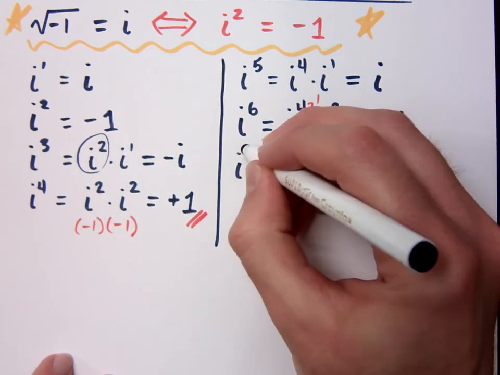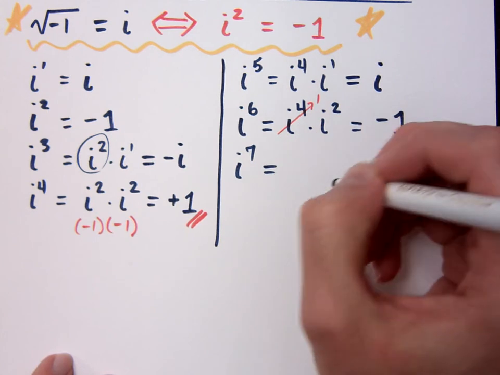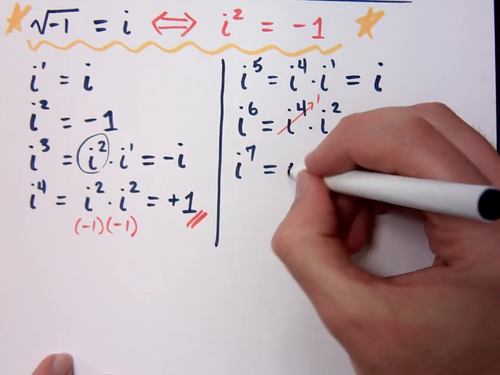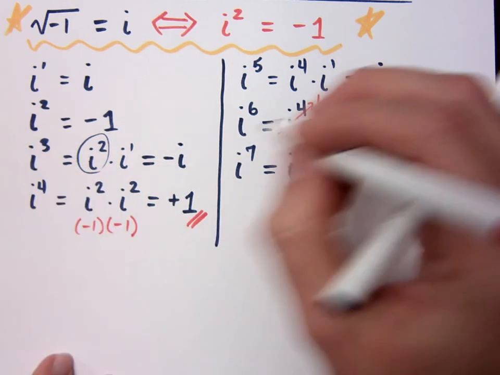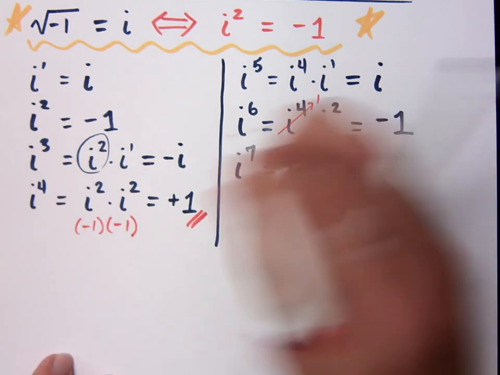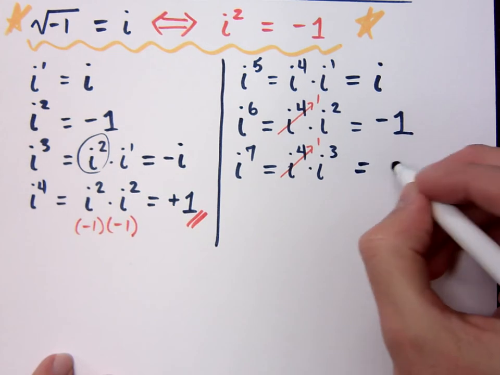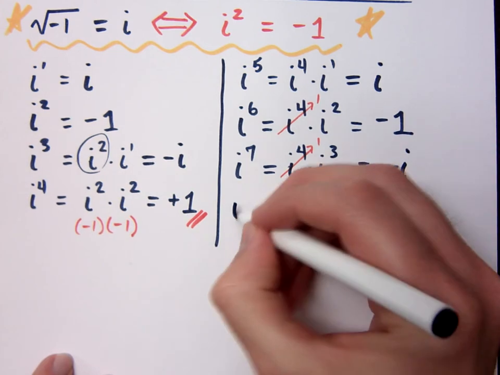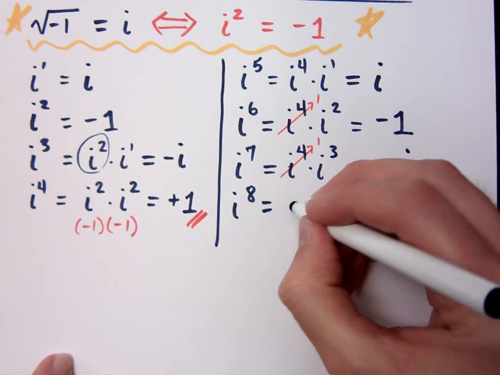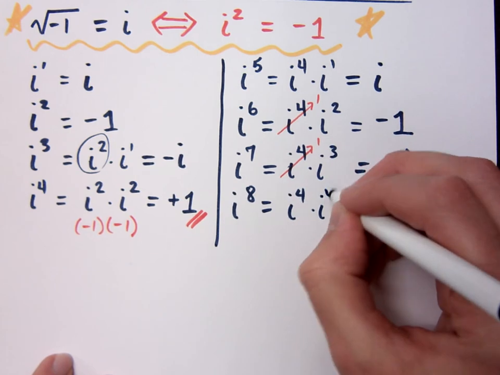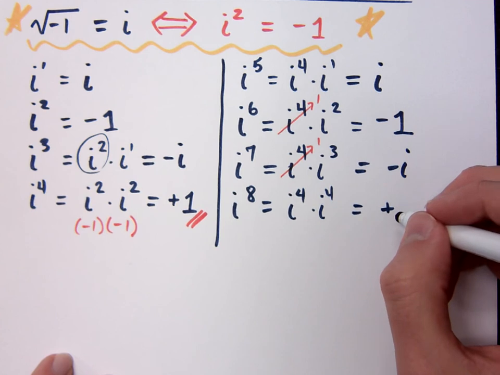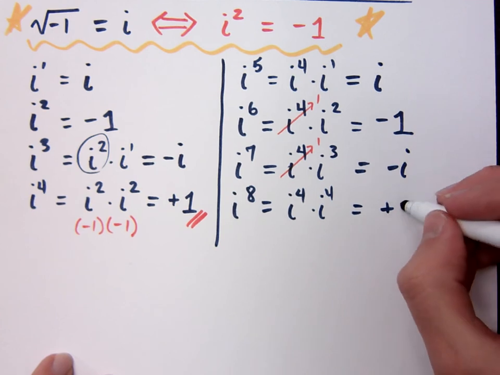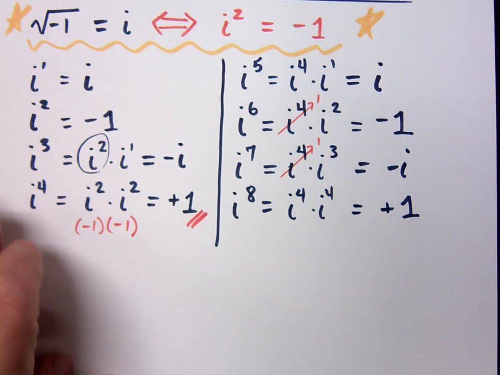So what do you think about i to the seventh? How would you deconstruct this guy? Is it going to start repeating itself? Yeah, it's going to start repeating itself because i to the fourth is 1, and I already know what i to the third is. It's negative i. Okay, so it's just starting to repeat itself. And i to the eighth is going to be i to the fourth times i to the fourth, which is just what? Isn't 1 times 1 2? Just kidding, it's just 1.